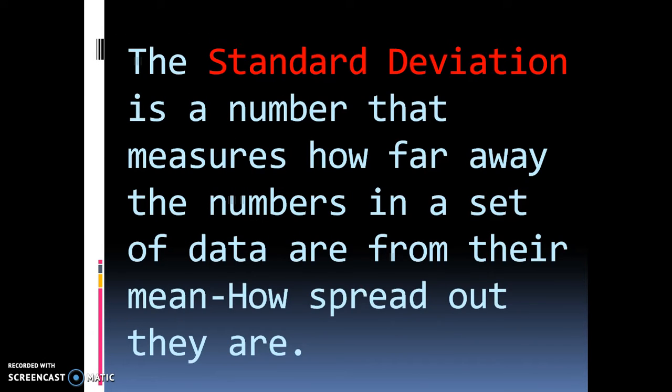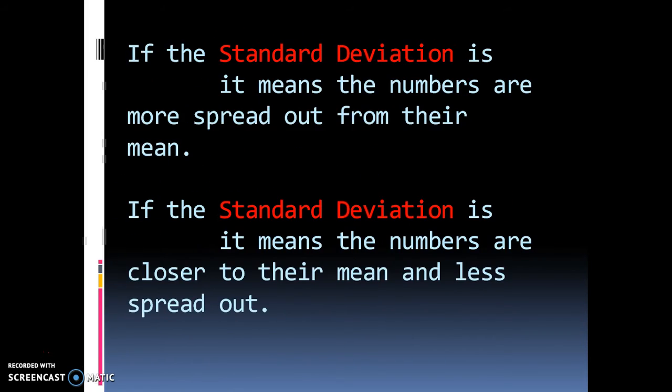The standard deviation is a number that measures how far away the numbers in a set of data are from their mean. In other words, how spread out the numbers are. And if the standard deviation is larger, it means that the numbers are more spread out from their mean. If the standard deviation is smaller, it means that the numbers are closer to the mean and less spread out.